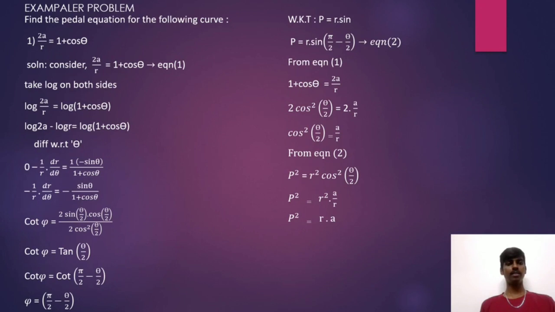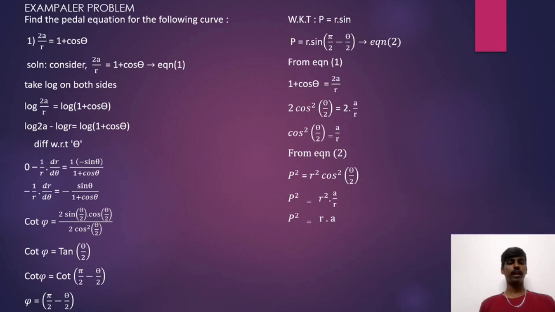We can explain this by taking an exemplar problem. Find the pedal equation for the following curve. First problem, 2a by r is equal to 1 plus cos theta. So now we can solve it by the pedal equation solution. Consider 2a by r is equal to 1 plus cos theta. We can take it as equation 1.